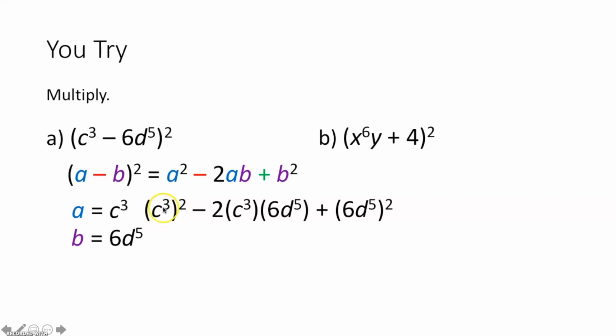Now what is c cubed squared? Well, power to a power, you multiply those, so that becomes c to the 6th. Over here, negative 2 times c to the 3rd times 6 times d to the 5th. We've multiplied the 6 and the negative 2. You get negative 12 in the middle.